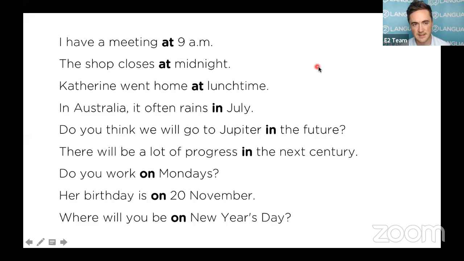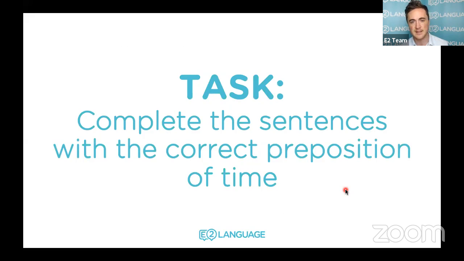You can see these sentences here. I have a meeting at 9 a.m. The shop closes at midnight. Catherine went home at lunchtime. In Australia, it often rains in July. Do you think we'll go to Jupiter in the future? There'll be a lot of progress in the next century, on Mondays, on the 20th of November, on New Year's Day. So there they are in the sentences expressing long periods of time, short periods of time, or precise periods of time. Cool? Here's a task.